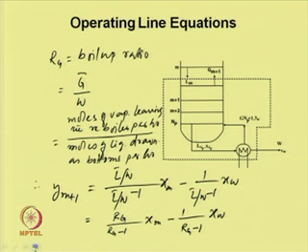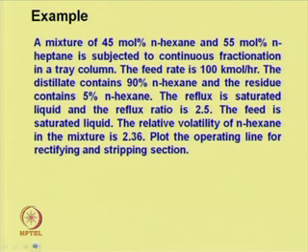Now, let us take a simple example. A mixture of 45 mole percent n-hexane and 55 mole percent n-heptane is subjected to continuous fractionation in a tray column. The feed rate is 100 kilomole per hour. The distillate contains 90% n-hexane and the residue contains 5% n-hexane. The reflux is saturated liquid and the reflux ratio is 2.5. The feed is saturated liquid, and the relative volatility of n-hexane in the mixture is 2.36. Plot the operating line for rectifying and stripping section.